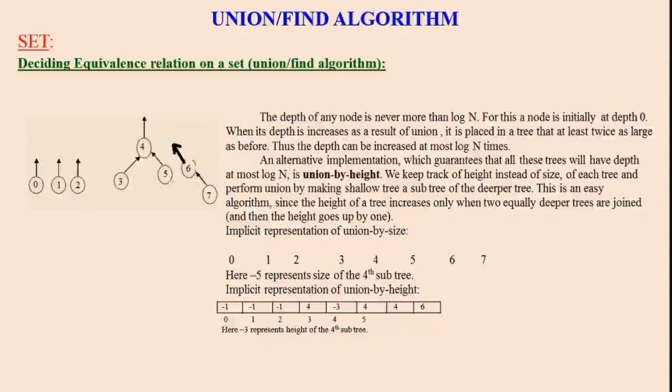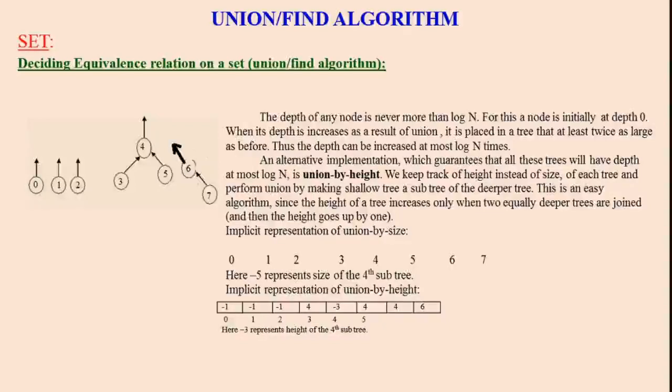An alternative implementation that will guarantee that all these trees have depth at most log n is union by height. We keep track of the height instead of the size of each tree and perform union by making the shallow tree a subtree of the deeper tree. This is an easy algorithm since the height of a tree increases only when two equally deep trees are joined. Then the height goes up by 1.